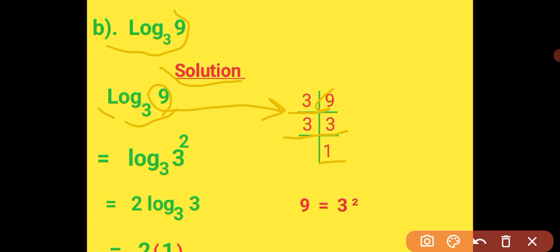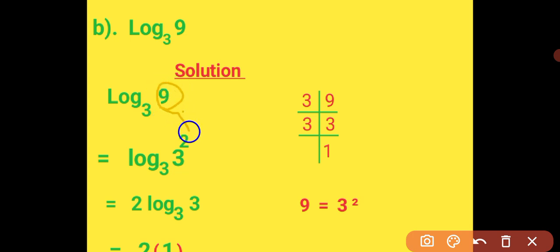So now, instead of writing 9, we write 3 to power 2, because 3, there are 1, 2. So these 3, there are 2. That is why we have put the power to be 2. So in the next step, instead of writing 9 as indicated in the first step here, we are going to write 3 to power 2, which is the exponential form.